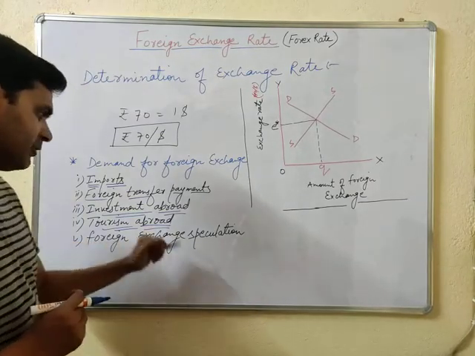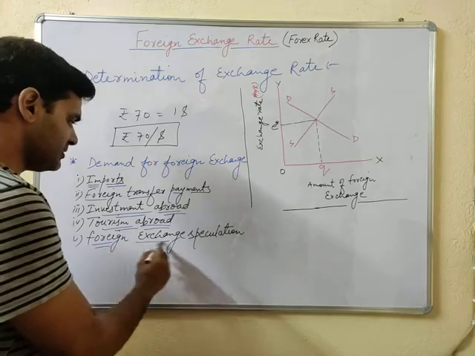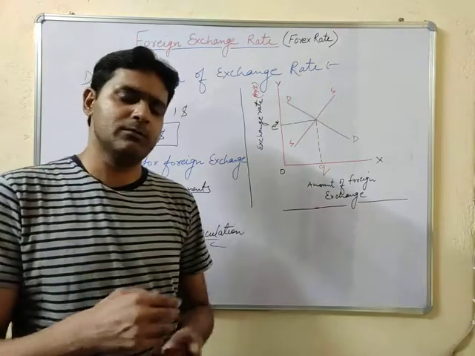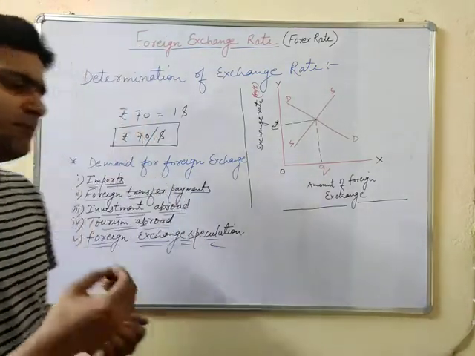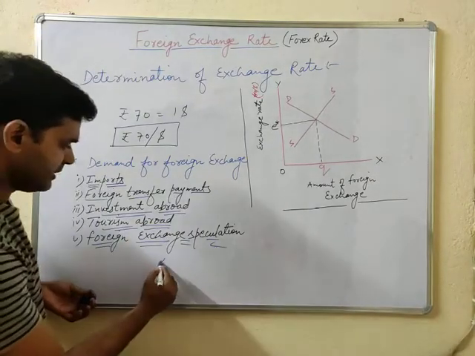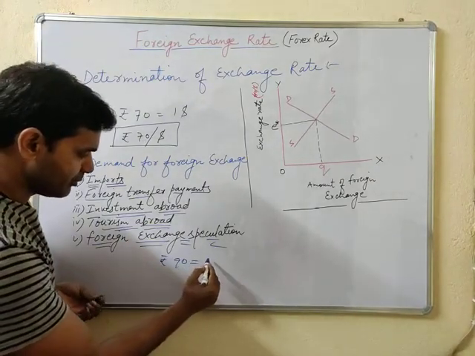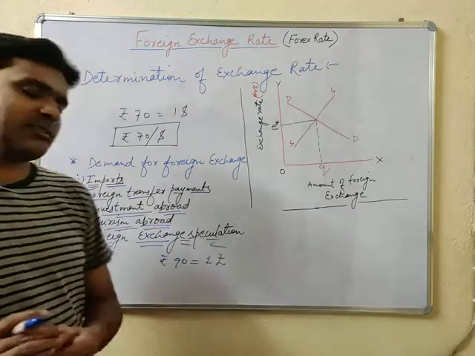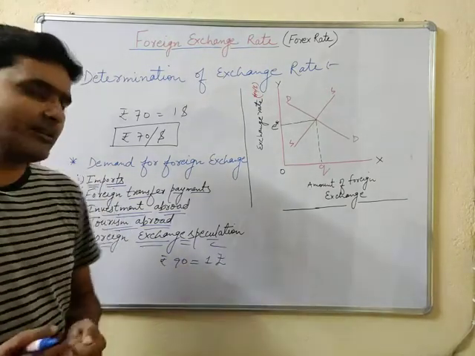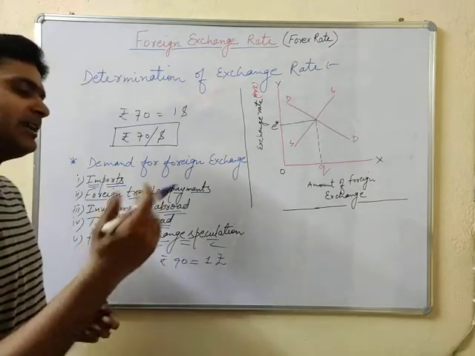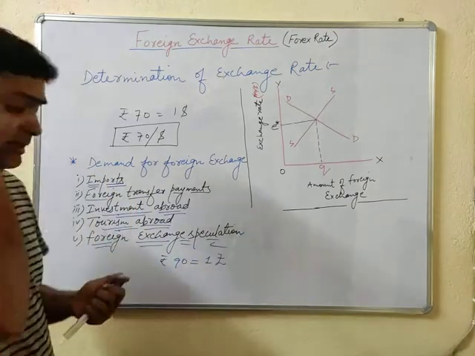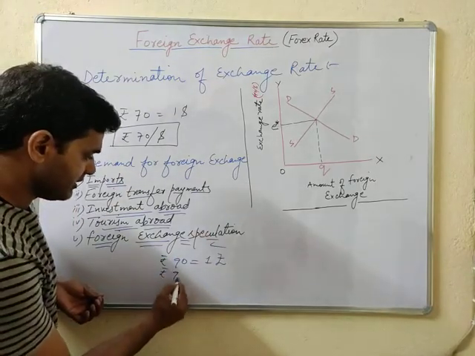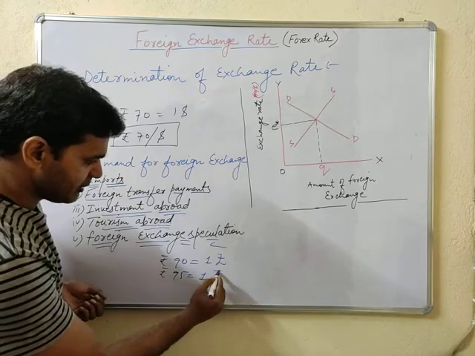Now the last one is foreign exchange speculation. Speculation is yet another important part. Say for example, suppose in today's exchange rate, the British pound is rupees 90, that is, rupees 90 is equal to 1 British pound. So this is the exchange rate of pound to rupees. And if there is a speculation that at the end of this month, this exchange rate will be higher, which will be rupees 95, this is the speculation in the market.